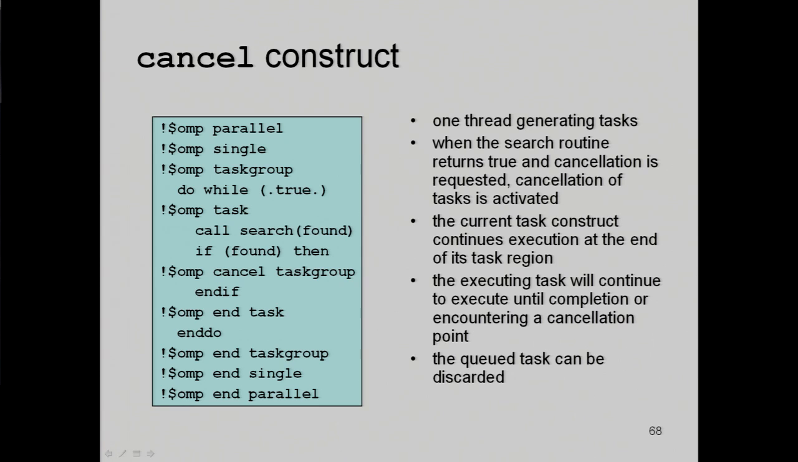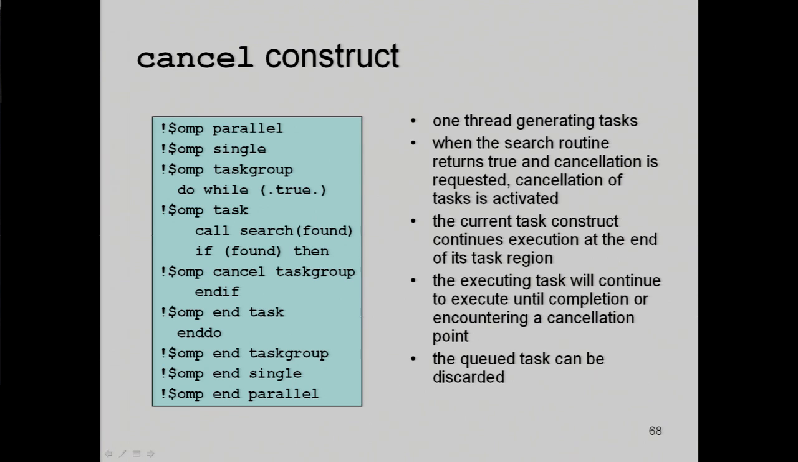This is a typical task generating pattern. We have a parallel region, and we have a do while loop generating all the tasks, and then some other thread will execute the tasks, and then we wrap everything into a task group here. That means I need to wait for all the tasks to complete in order to proceed.